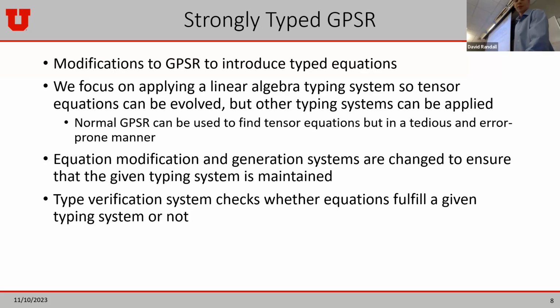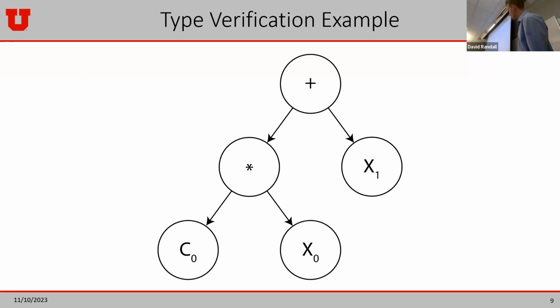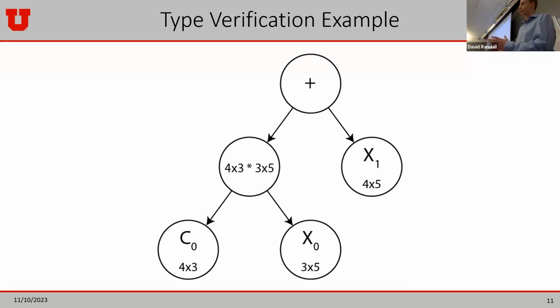I'll go over now. So consider we had the equation C0 times X0 plus X1, where this multiplication is a matrix multiplication. And we wanted to ensure that this equation fulfills our linear algebra typing system, or in other words, that the dimensions of the operators are compatible. So in this case, if we were given the shape C0 is 4 by 3, X0 is 3 by 5, and X1 is 4 by 5, we can walk up the graph and ensure that the dimensions of each operation are compatible. So for example, for the matrix multiplication, we need to ensure that the inner dimensions are the same. In this case, they are.